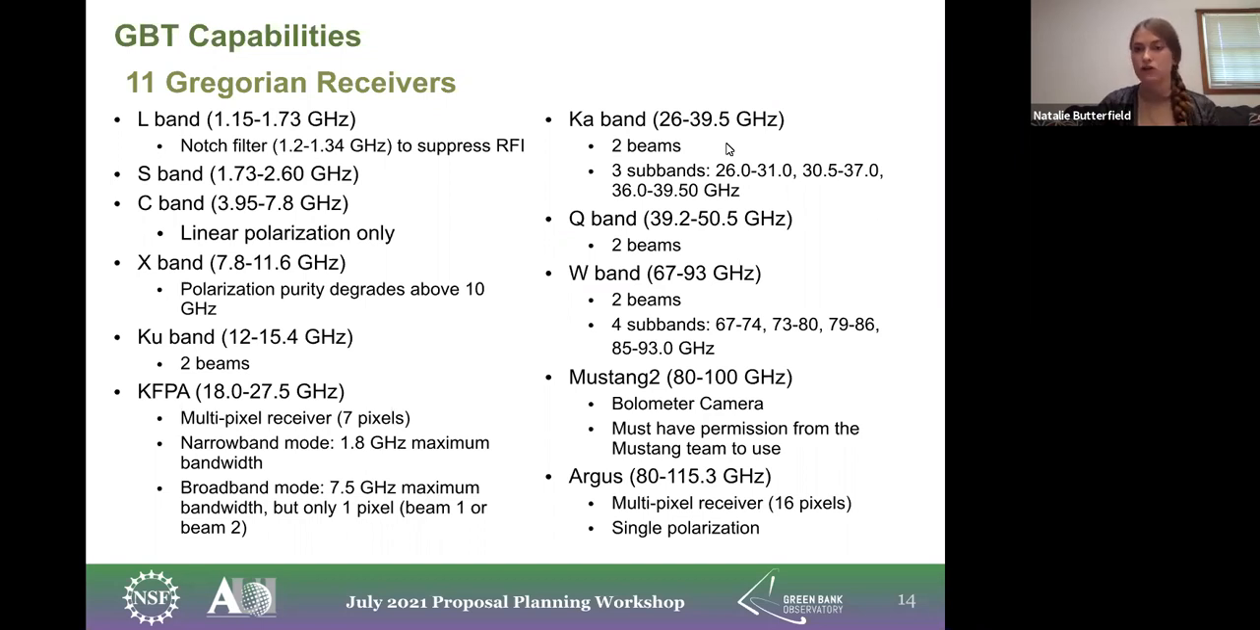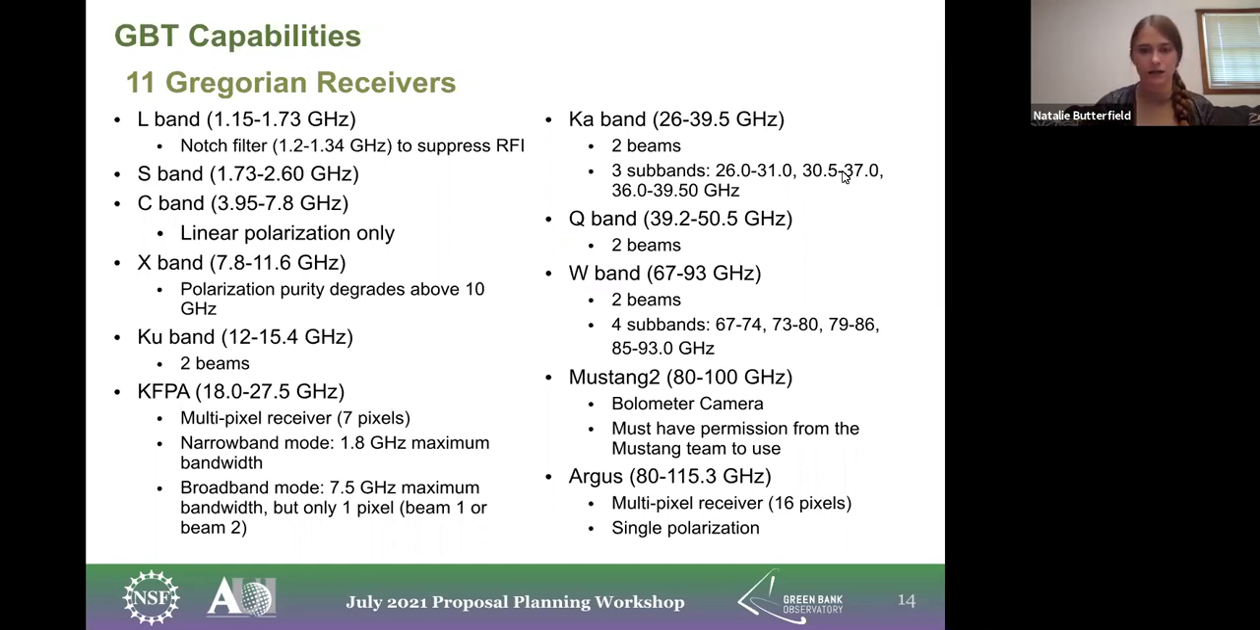And Ka band is actually broken up into 3 different subbands. And so those subbands are listed here. So if you wanted to observe at 27 gigahertz, for example, and you wanted to observe at 32, you would have to have those set up as 2 different resources in your observing setup, because they are broken up into these 3 different subbands.